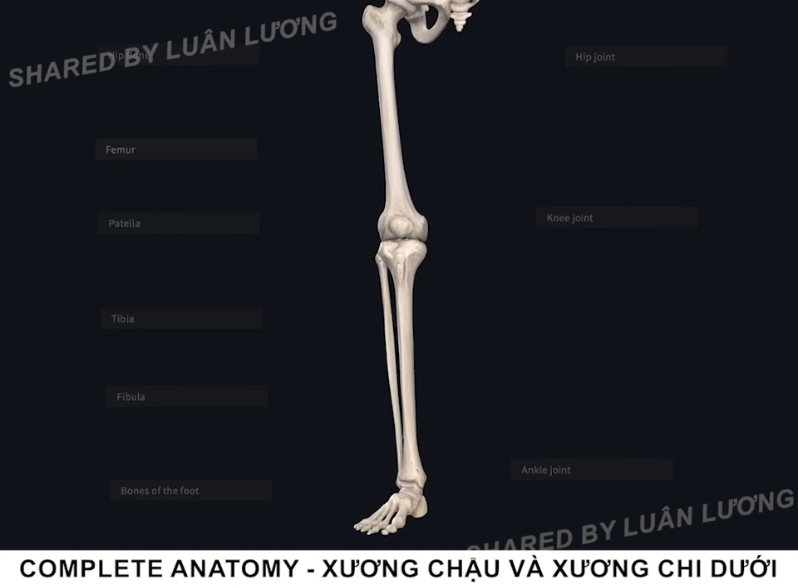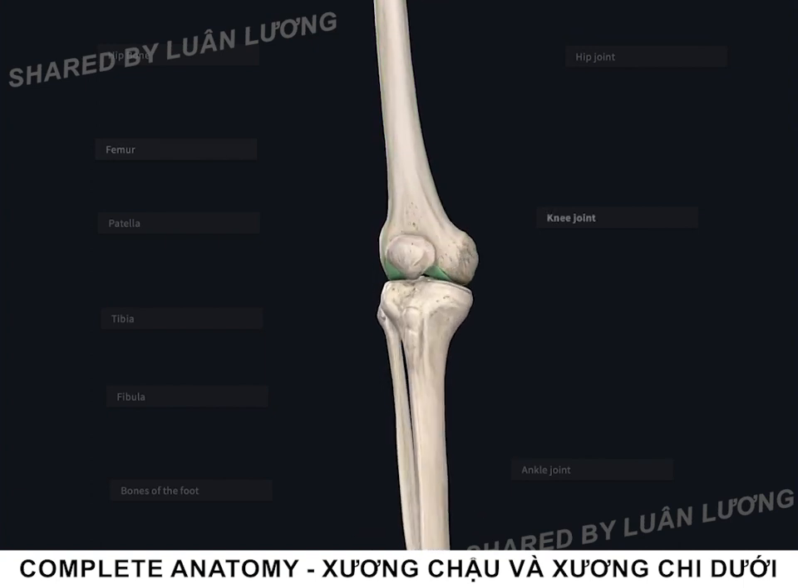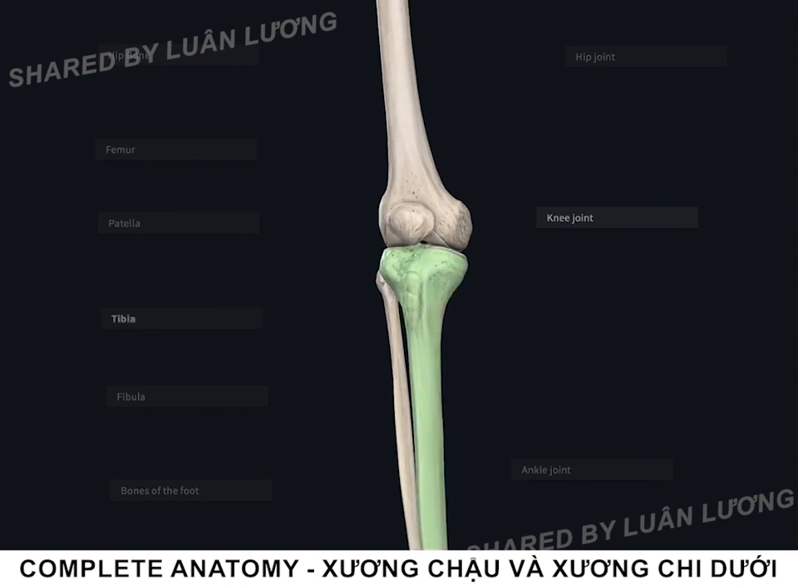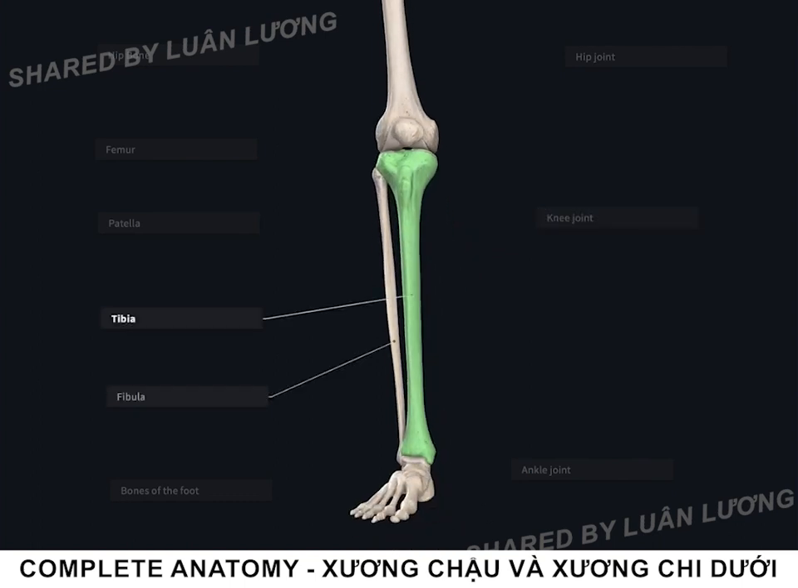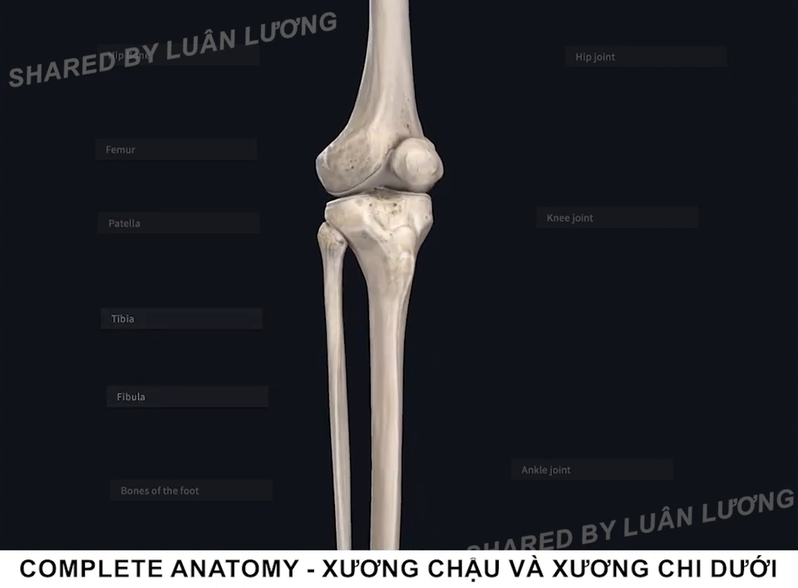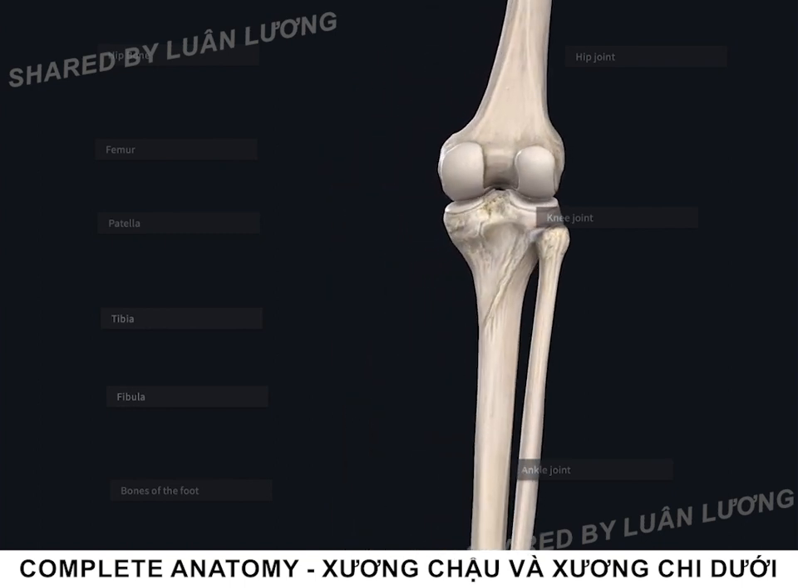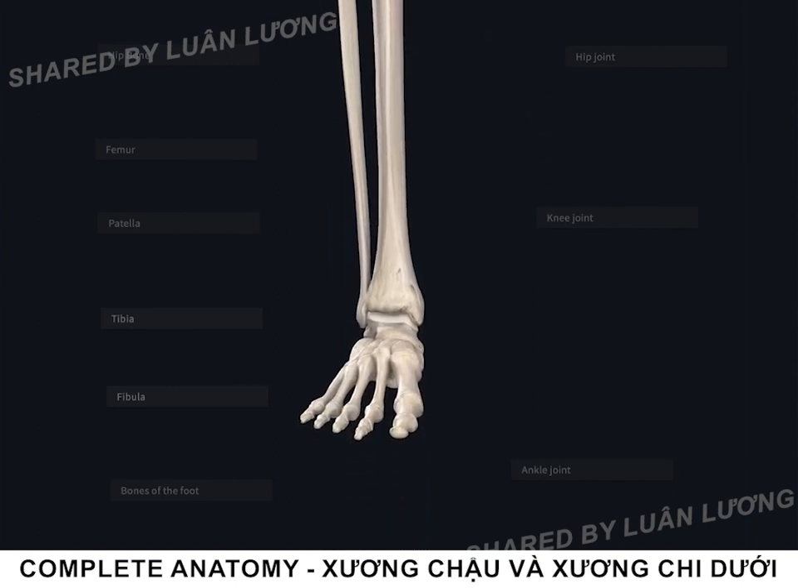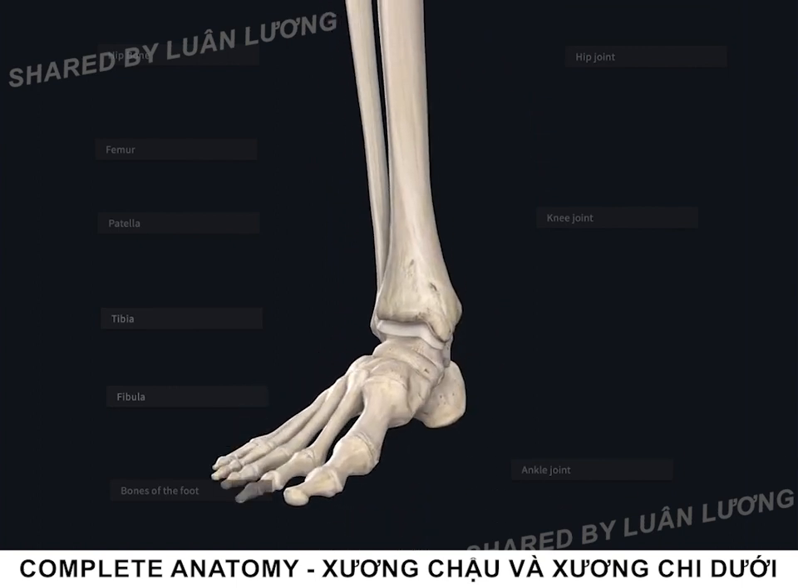Now, the weight transfer is going to continue from the femur through the knee joint to the tibia. The tibia is going to be the weight-bearing bone of the leg. And the leg, despite having two bones, the fibula and the tibia, the only one that really bears any weight is going to be the tibia. So we can see direct contact from the femur down to the tibia, and then that weight would continue to be carried down through the tibia inferiorly towards the ankle joint.